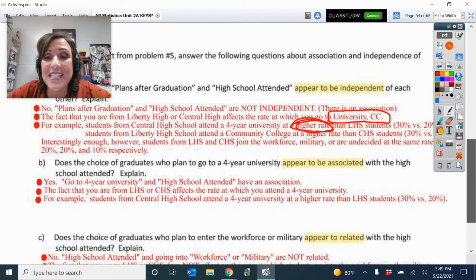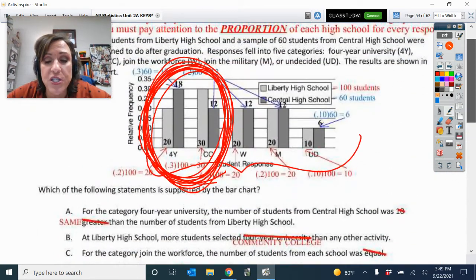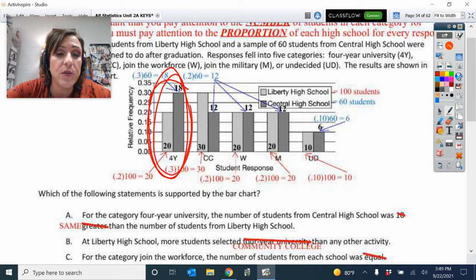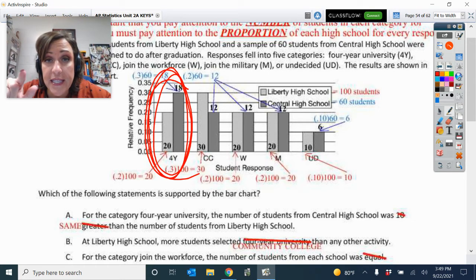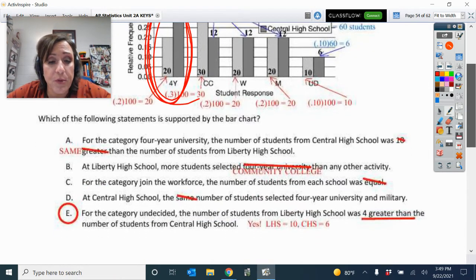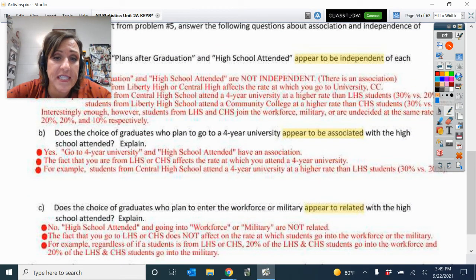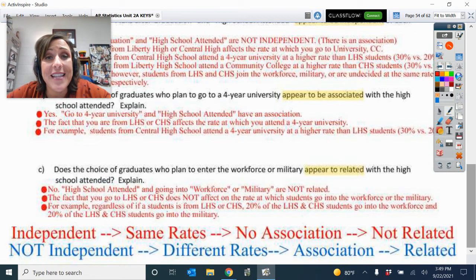Okay, question B asks about an association. See, I use different language there. And it asks just specifically about four-year university. So, yes, same thing. There is some type of association because the fact that you go to Central makes you more likely to go to a four-year university than if you went to Liberty High School. Okay? And so it affects the rate at which you go. You're more likely.